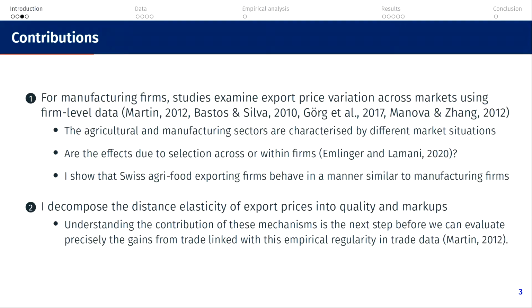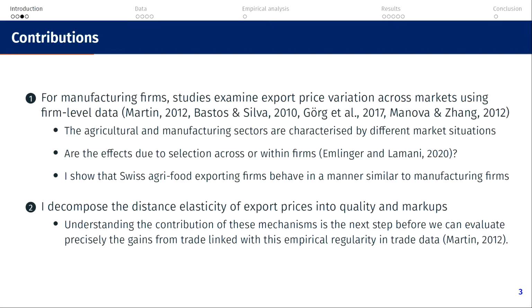And because a lot of the work that has been done in this regard in the agricultural sector has used country-product data, we are not sure whether the effect is due to selection across or within firms. And so what I show with my within-firm analysis is that Swiss agri-food exporting firms behave in a manner similar to manufacturing firms in other countries. However, as I already showed you in the slide before, this effect can be due to markups or quality.